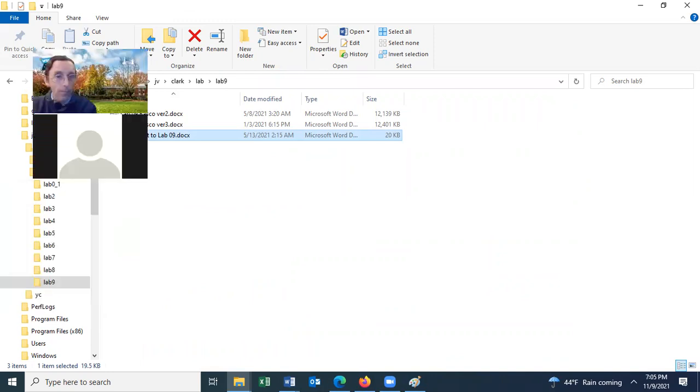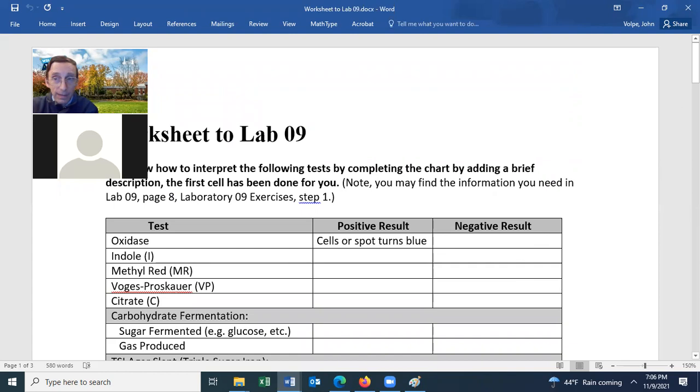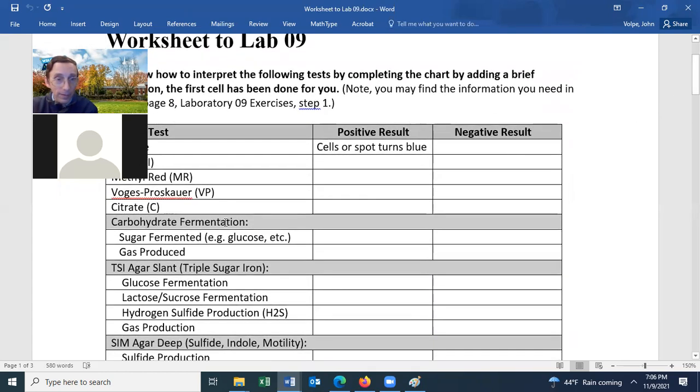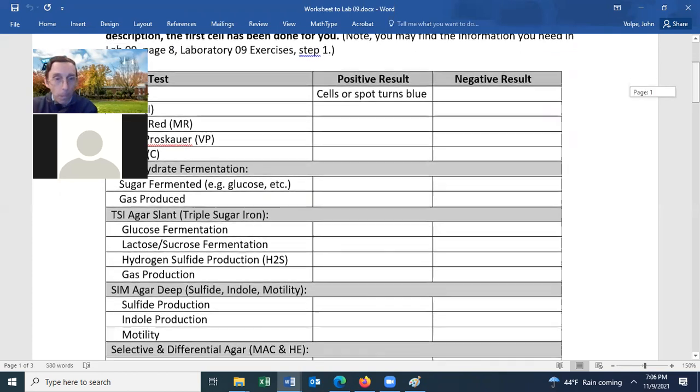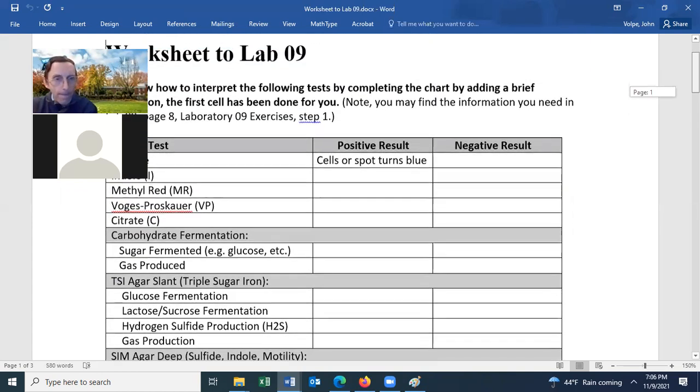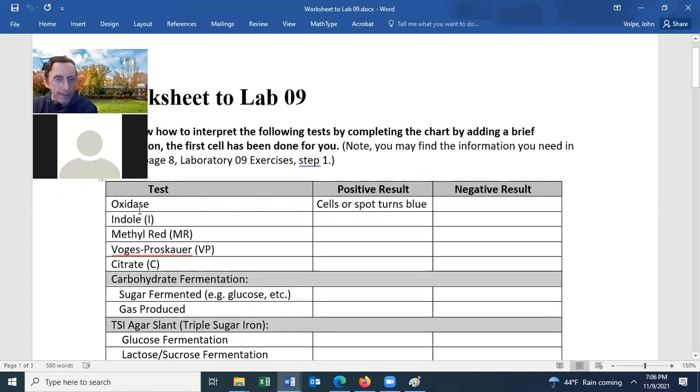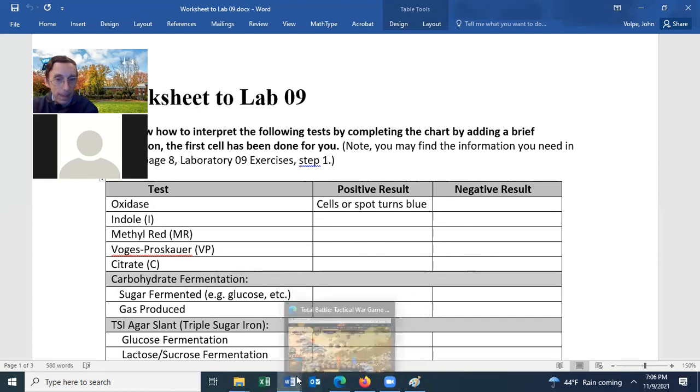So you need to fill in this table. Some of these you're going to study this week, like the carbohydrate fermentation, TSI. Oxidase, I think we talked about earlier. Anyway, you can look on MicrobeBuzz for getting the information for filling in the test. I've got the positive result for oxidase on here. The cells, or the spot where the cells are, turns blue. The negative result, you have to put in here. Okay, so fill in this table and look at MicrobeBuzz for getting the answers you need. Where are we?